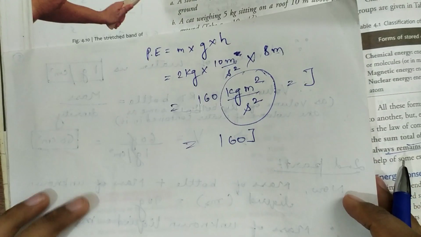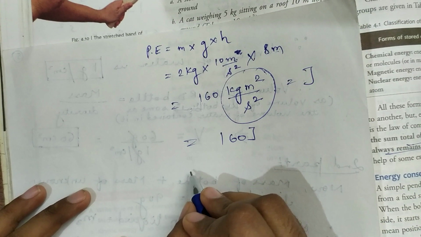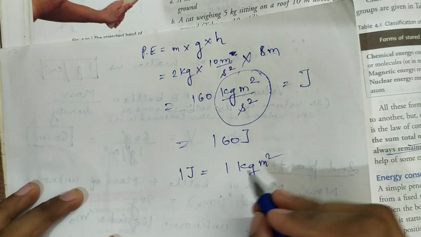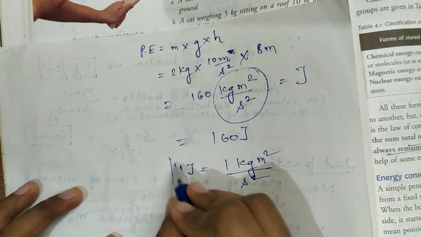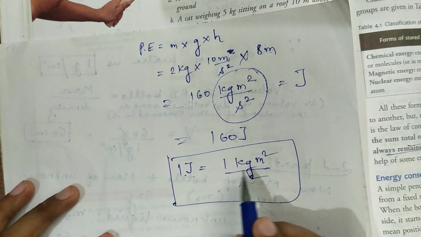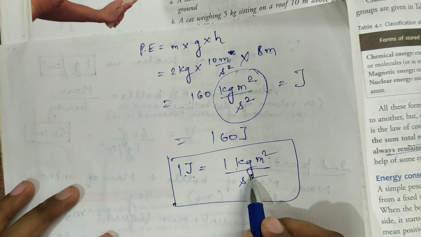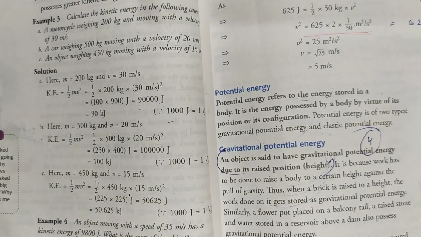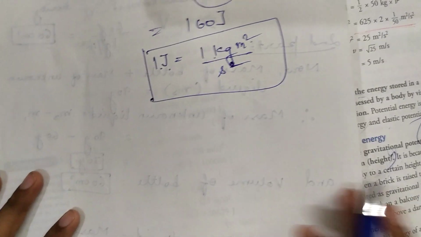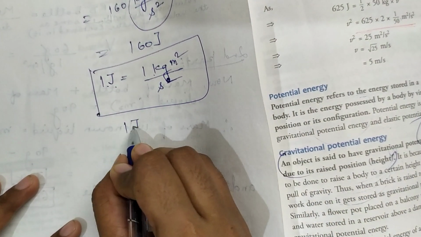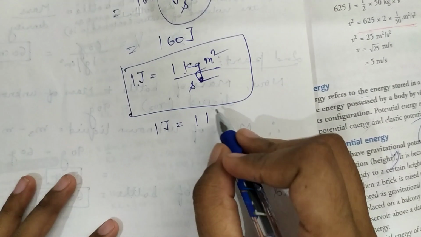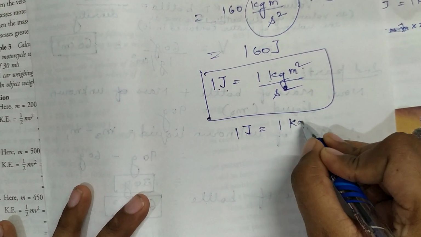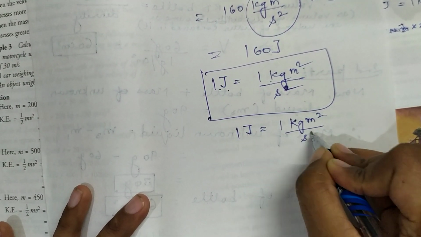Now in the last class, somebody was asking me, ma'am, how come 1 joule is equal to 1 kg meter square per second square? How come this value comes? That is, 1 joule is equal to 1 kg meter square per second square. Okay. Now, since children, you all know this, I am going to tell you this derivation, that why 1 joule is equal to 1 kg meter square per second square.